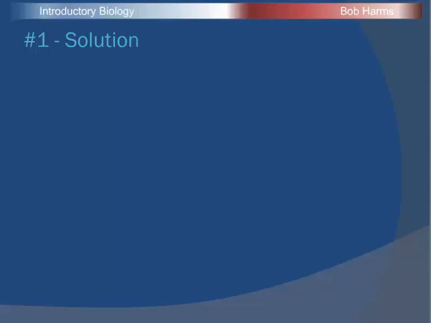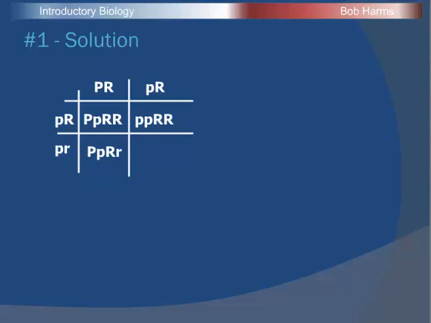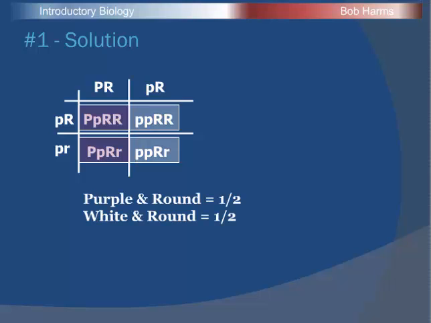Once you've worked it out, what you should see is that each parent has 2 possible gametes it can produce. The first parent can produce purple and round information together or white and round information together. The second parent is going to pass on either white round or white wrinkled information. So when we fill in our Punnett square here, what we're going to see is half the offspring are going to be purple and round. The other half of the offspring are going to be white and round. And so we're going to expect a 1-to-1 ratio or 50-50, half of each type from this cross.